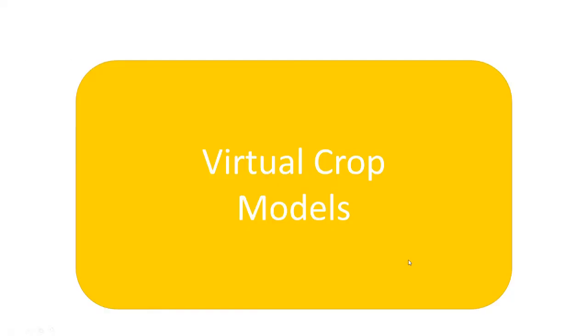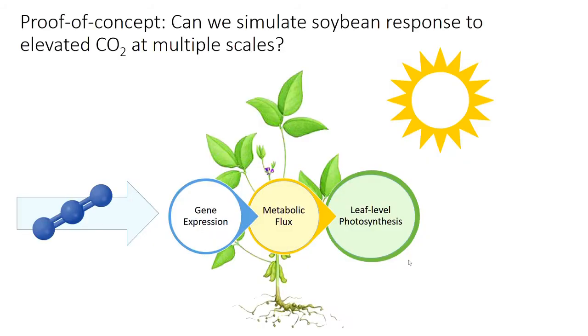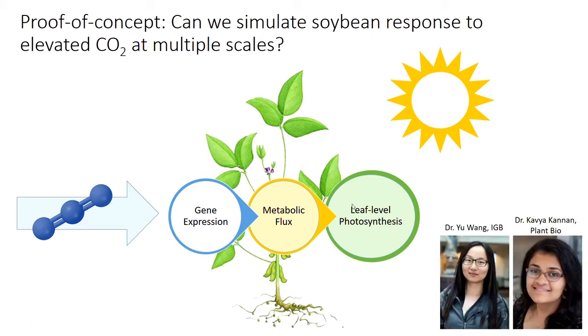Next, I'll be discussing the virtual crop models that we're connecting using the framework. We have published one proof of concept study where we asked the question, can we simulate soybean response to elevated CO2 at multiple scales? The scales we're talking about here are at the level of gene expression, metabolic flux, which is really enzyme activities, and the macro scale, which is the leaf level photosynthesis. This is the work of Dr. Yu Wang and Dr. Kavya Kannan, who are working with me and Steve Long at the University of Illinois.